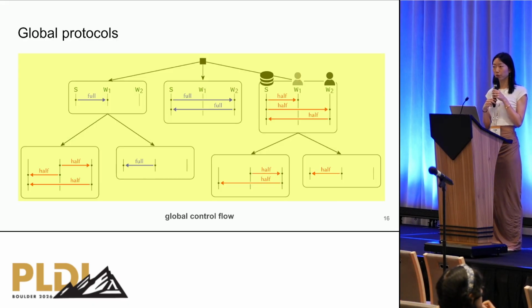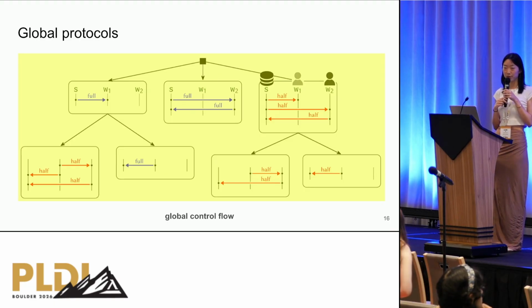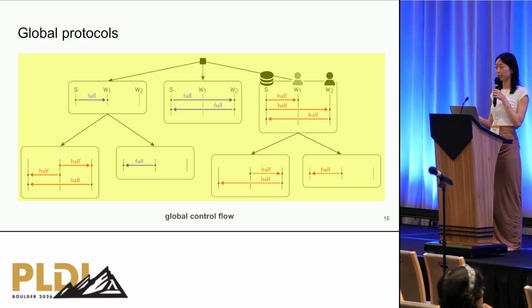Finally, the control flow in a global protocol is also global. So in this protocol, the various branching points correspond to decisions made by either the server or worker 1 as to whether to further delegate work.